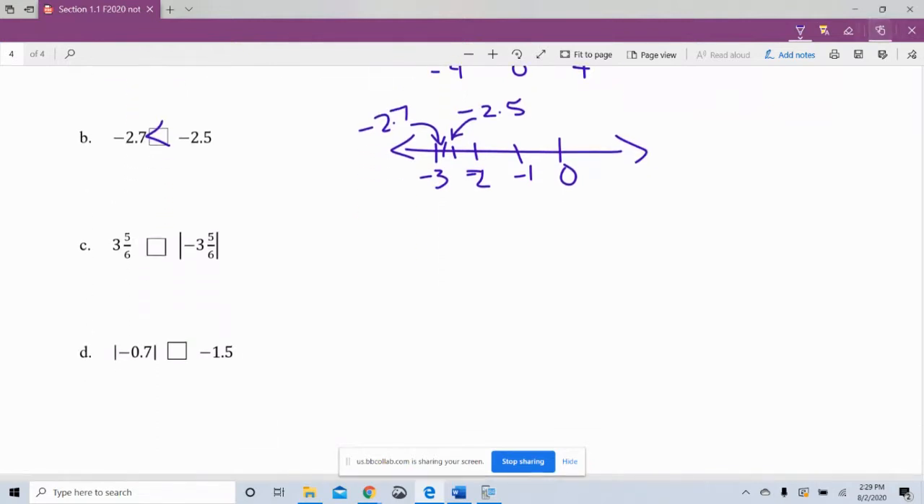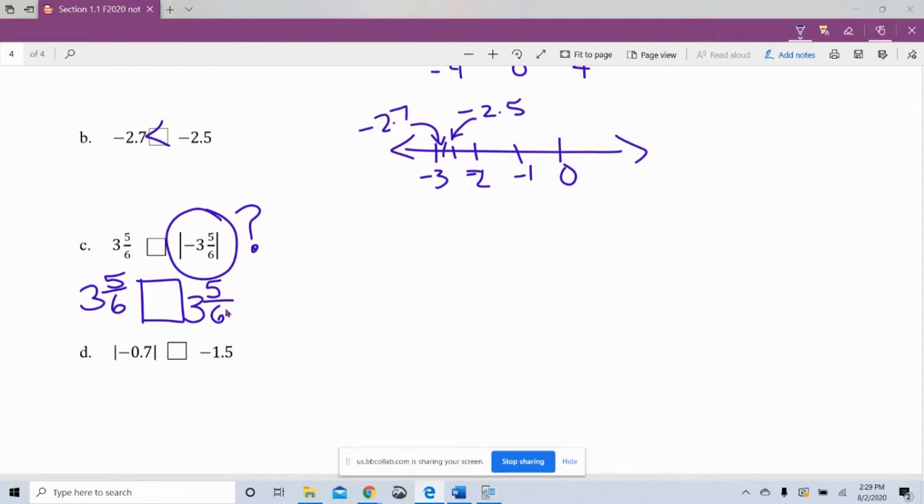And just 2 more left, and then we're finished with this lecture guide. So this one, you'll notice, has absolute value brackets in place, which means we need to figure out what this means first before we can actually answer the question. So what is the absolute value of negative 3 and 5/6? Well, it's just 3 and 5/6. That's its distance from 0. So we'll put that box back in between. And this is what the problem becomes.